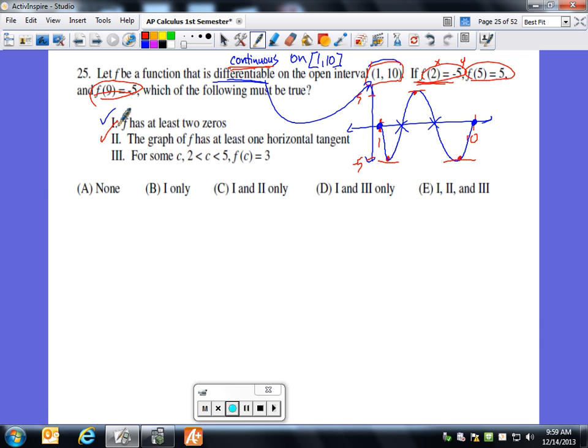And then for some C, in between 2 and 5, so if I'm looking at this, in between, so 2 was about here, 5 was here, there's an input that exists to where its y value will be 3. Intermediate value theorem says, of course, there has to be a C, because it's somewhere around here that would yield this continuous function a possible y value of 3. So the answer on this one is going to be all 3 of them, E.